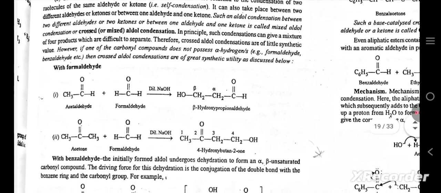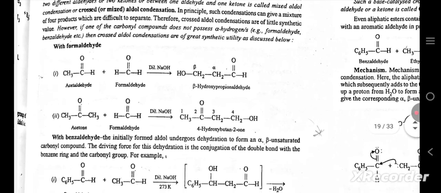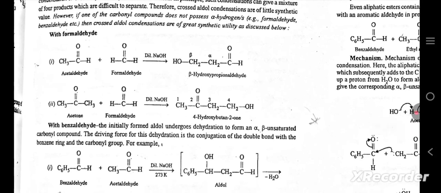Such an aldol condensation between two different aldehydes or two ketones or between one aldehyde and one ketone is called mixed aldol condensation or crossed aldol condensation. In principle, such condensations can give a mixture of four products which are difficult to separate. Therefore, crossed aldol condensations are of little synthetic value. However, if one of the carbonyl compounds does not possess alpha hydrogens, for example formaldehyde, benzaldehyde, etc., then crossed aldol condensations are of great synthetic utility as discussed below.